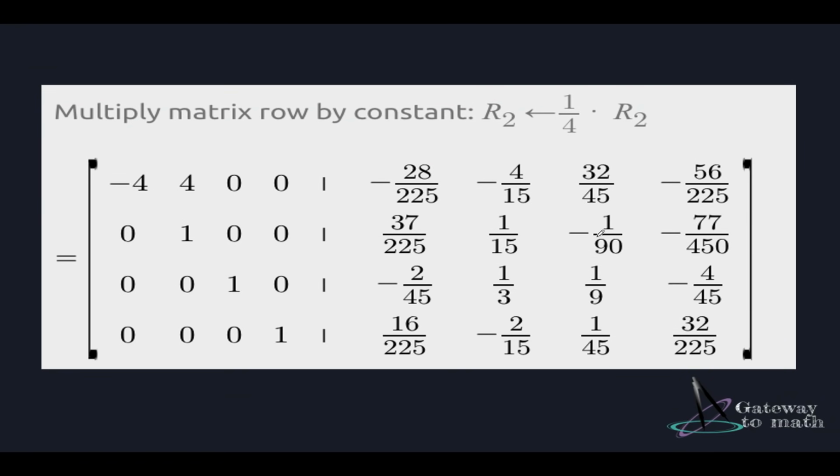Next operation, multiply matrix row by constant R2. We're multiplying it with 1 by 4 times of R2. So the entries on R2 equal 0 1 0 0. Here I have 37 upon 225, 1 by 15, minus 1 by 90, minus 77 upon 450. You can see we're getting close to row reduced echelon form for the matrix.